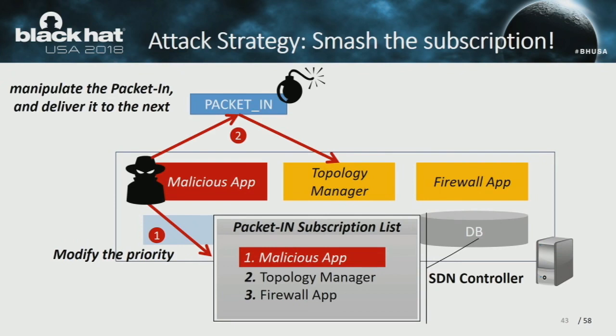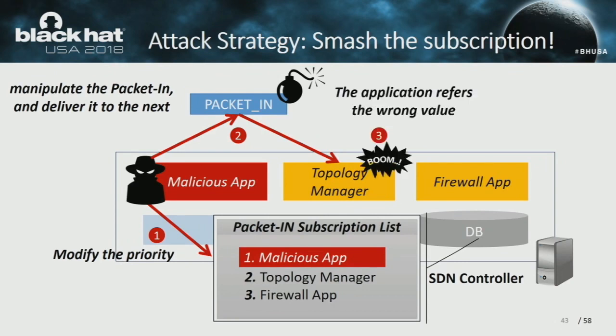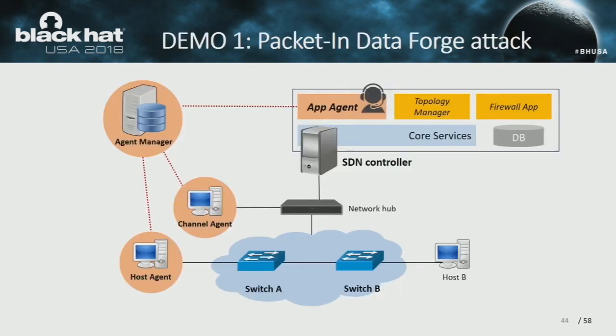And now it modifies the data in the packet-in message to malformed values, and the manipulated packet-in message is delivered to the next application. So when the next one refers to the wrong value, it can result in an error in the internals of the application. So now let's see how Delta can reproduce this attack in a systematic way.